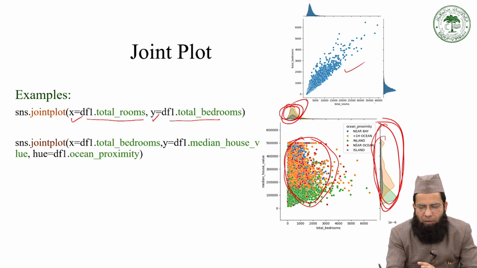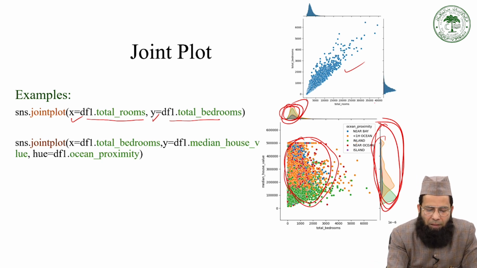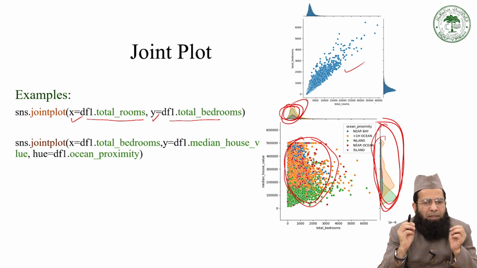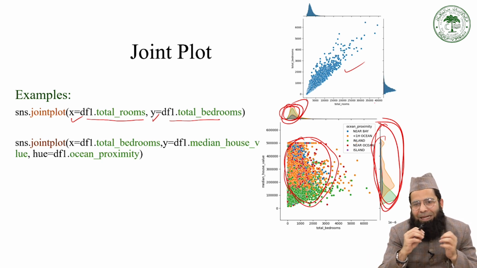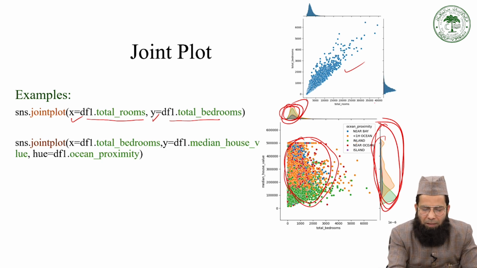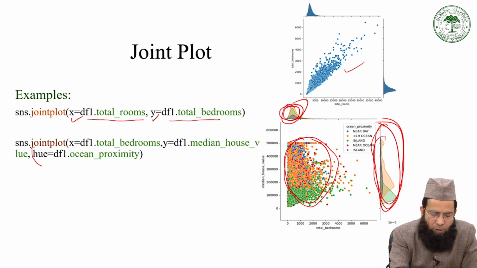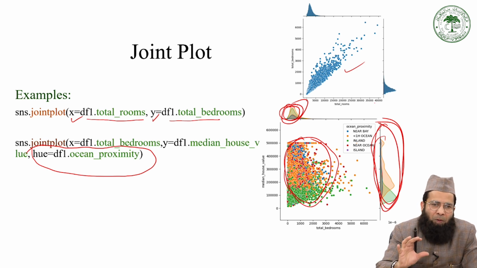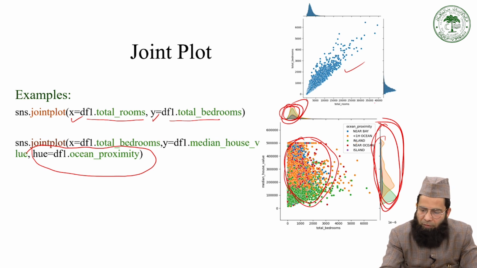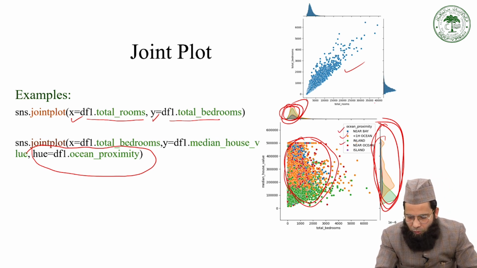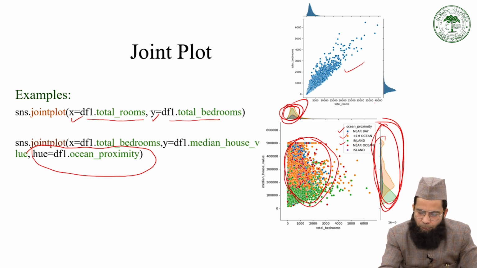Similarly, I can draw two different features, and we can also utilize the categorical data as well. So in this case, I'm using hue. Hue is actually used to define a category. So I'm categorizing on the basis of ocean proximity. So I have these ocean proximity values. So you can see here total bedrooms and median house value.